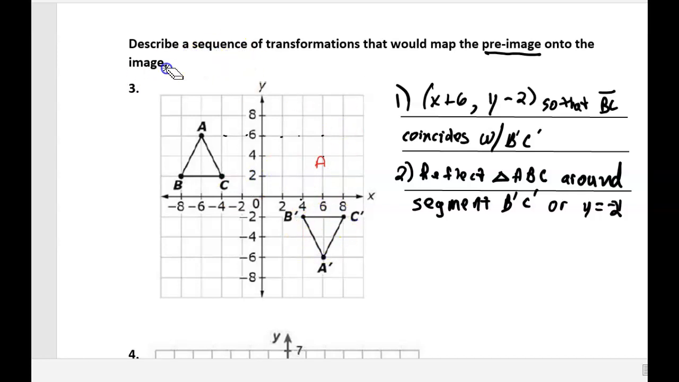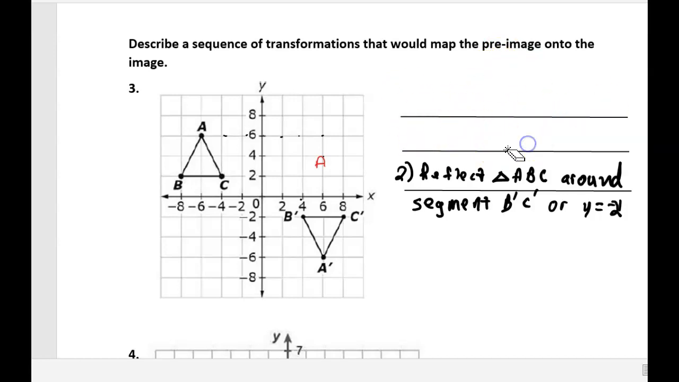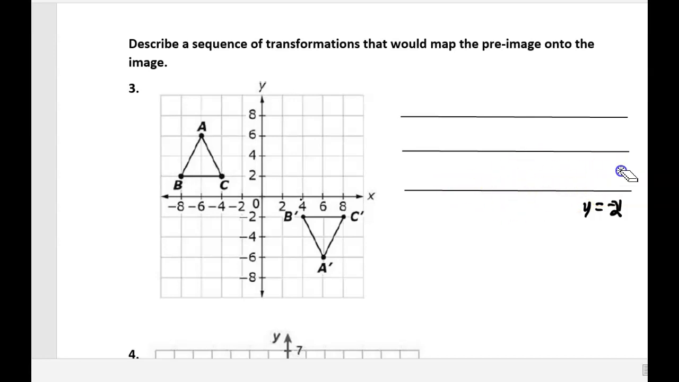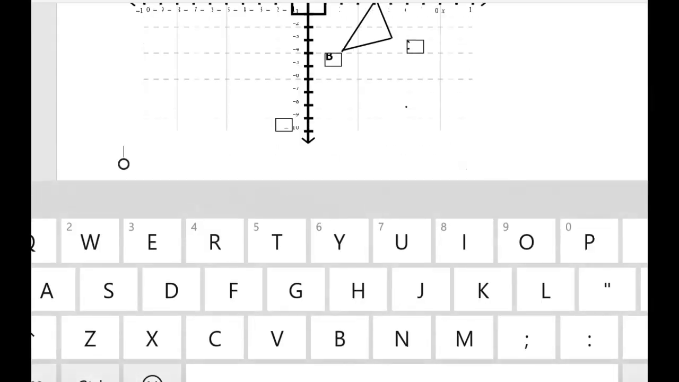If you read through what this question is asking, it says now describe a sequence of transformations that would map the pre-image, so that's the one without all of the tick marks, and take it to where the image ends up, which is the one with all the tick marks. So sequence means we're going to have more than one. So in this first line, we'll describe our first one.